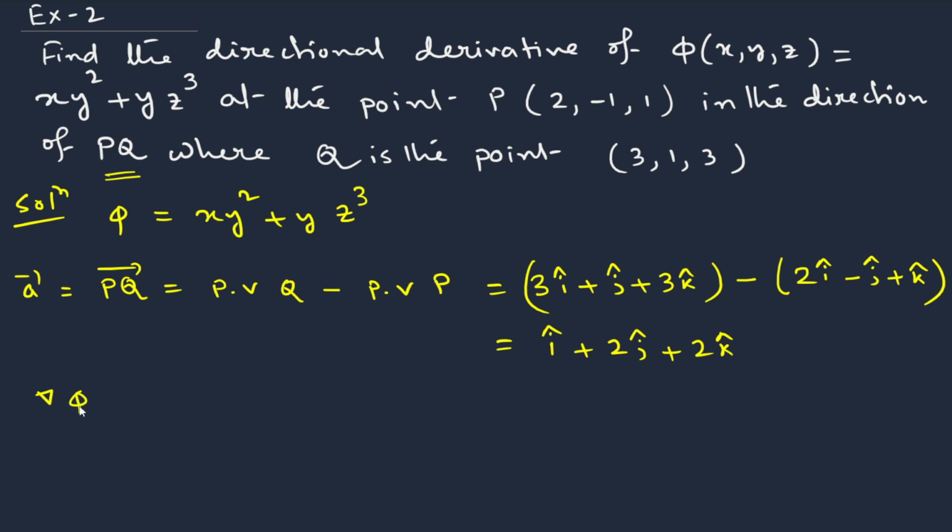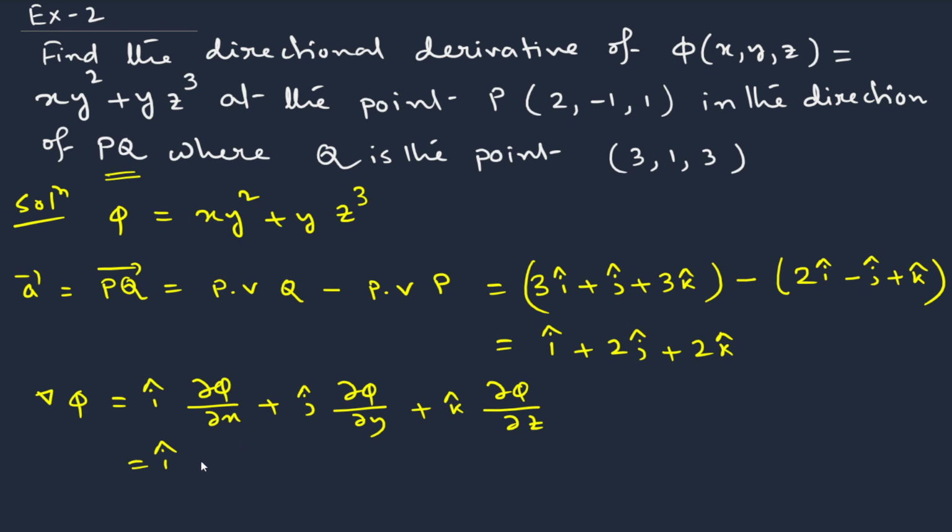Now we have to find gradient of phi. So grad phi is what? i cap del phi by del x plus j cap del phi by del y and then k cap del phi by del z. Okay, so this is equal to i cap. Now we'll differentiate phi with respect to x. So what will we get? y square. Okay. Then j cap into, if we differentiate phi with respect to y, it will be 2xy plus z cube. And then k cap into how much is it? Del phi by del z. So in the first term there is no z. So it will become 3y z square.